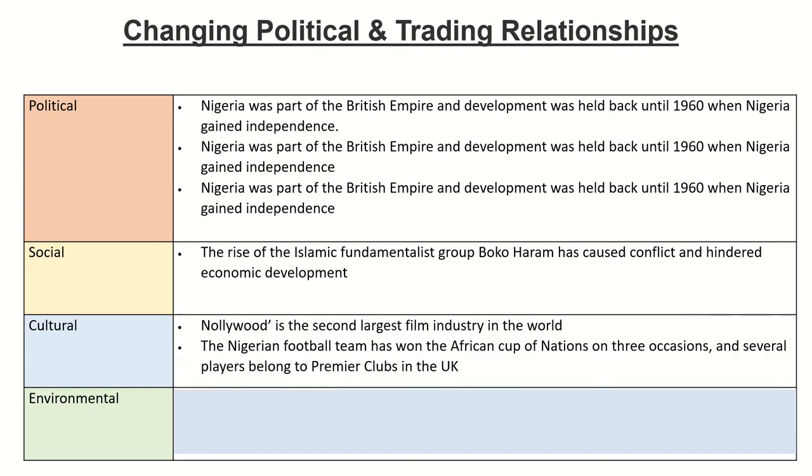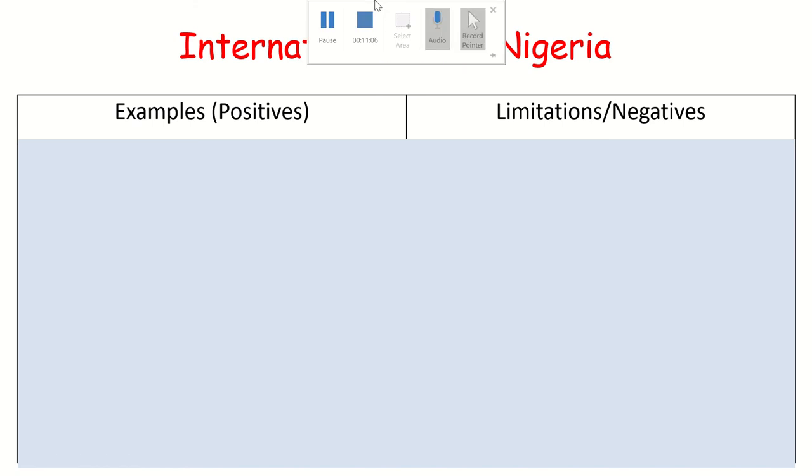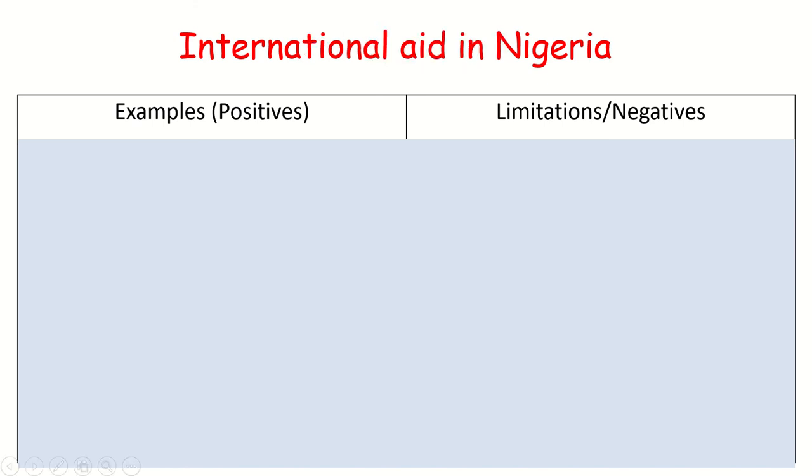Culturally, Nollywood comes in here, the second largest film industry in the world, but also the Nigerian football team, the Super Eagles, have won the African Cup of Nations on several occasions. And from an environmental standpoint, we can actually link in here deforestation and desertification, because Nigeria suffers from both.